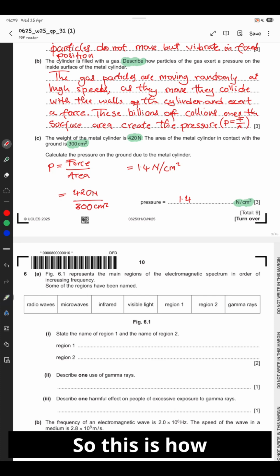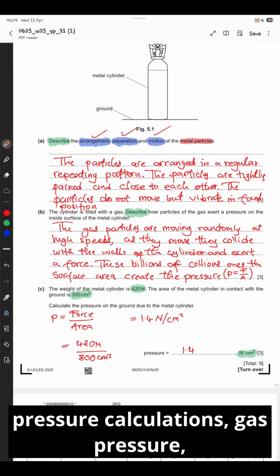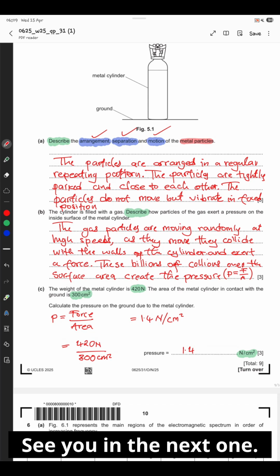Done. So this is how you could score 9 marks on questions that talk about pressure calculations, gas pressure, and states of matter. See you in the next one.